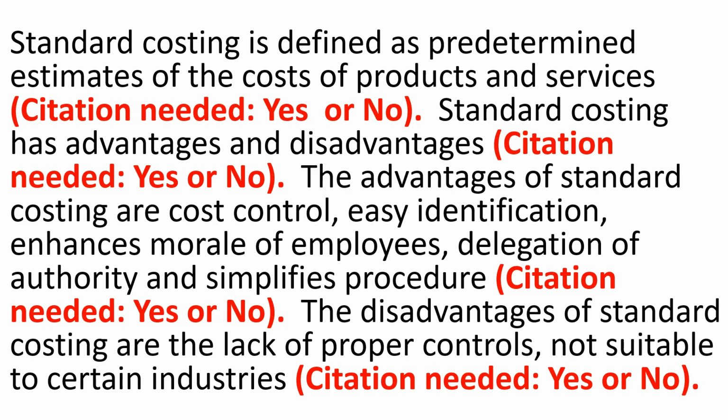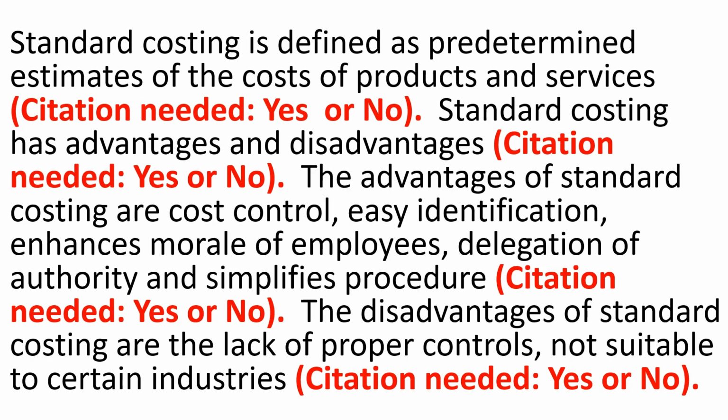So standard costing is defined as predetermined estimates of the cost of products and services. In this situation, you would cite the source. Whenever you define something, always try to define it from a journal article or a book. Never define it from a dictionary, and don't try to define it yourself. Standard costing has advantages and disadvantages. There's no citation needed here. It's a piece of general information.